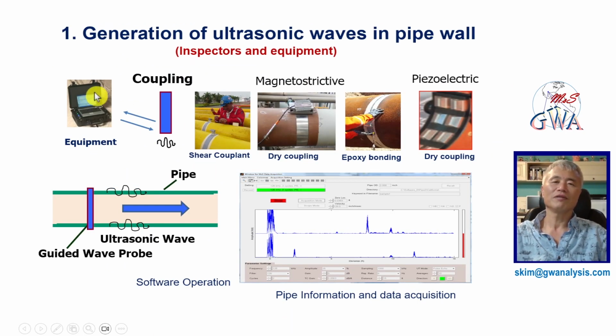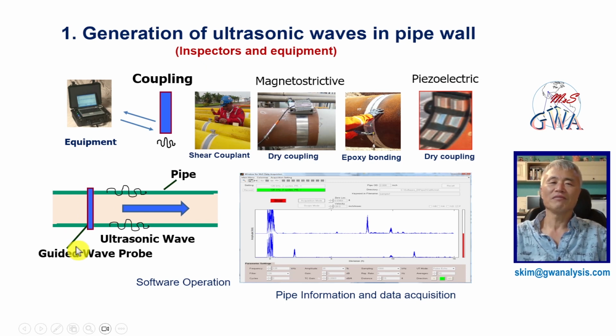This slide shows the first procedure of generating ultrasonic wave in the pipe wall. The guided wave equipment generates a tone-burst electric signal into a magnetostrictive or piezoelectric probe for deforming it. The local deformation in the probe is coupled to the pipe wall through one of the three couplings of shear couplant, dry coupling, or epoxy bonding.